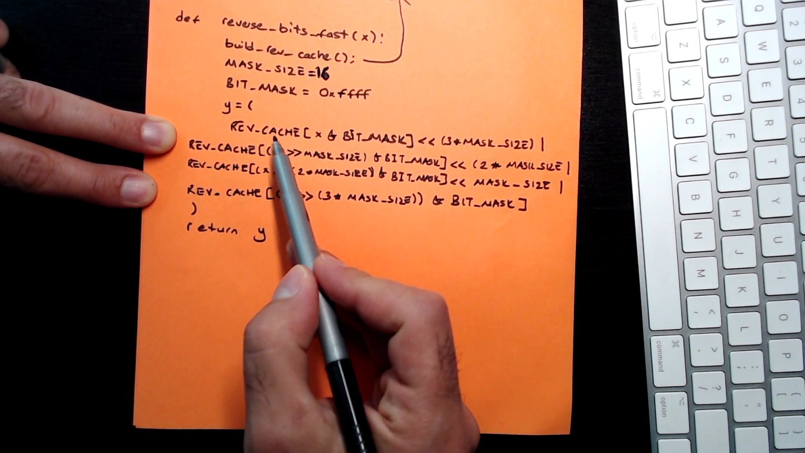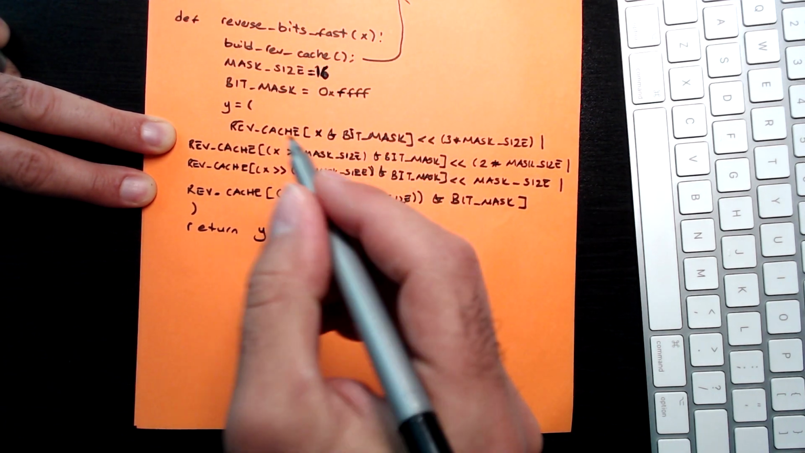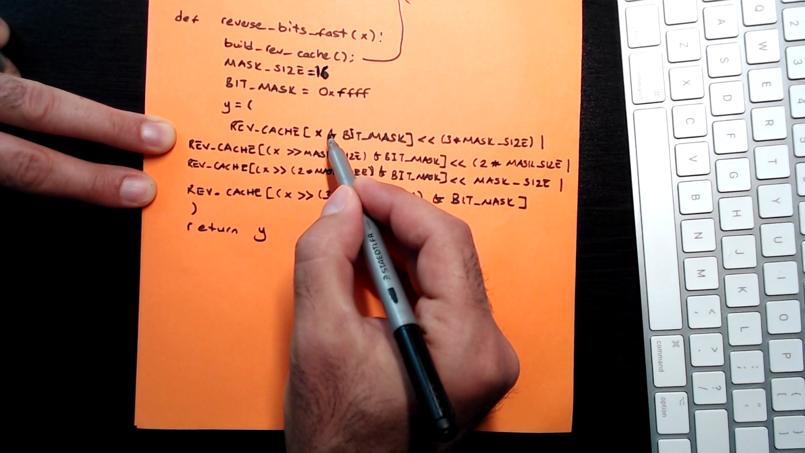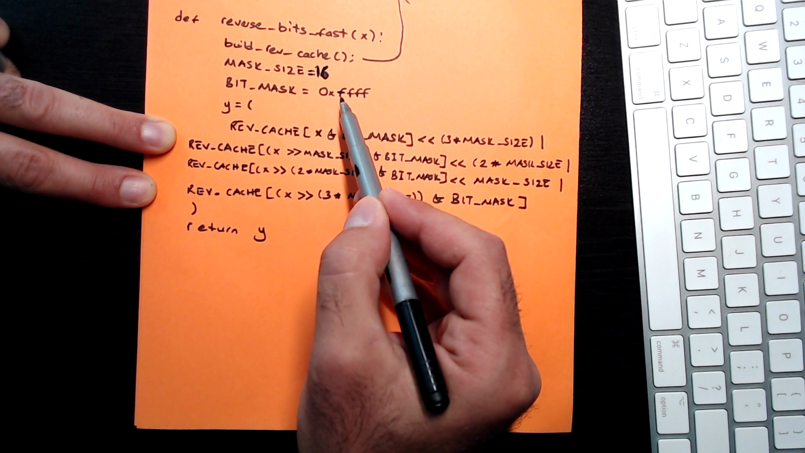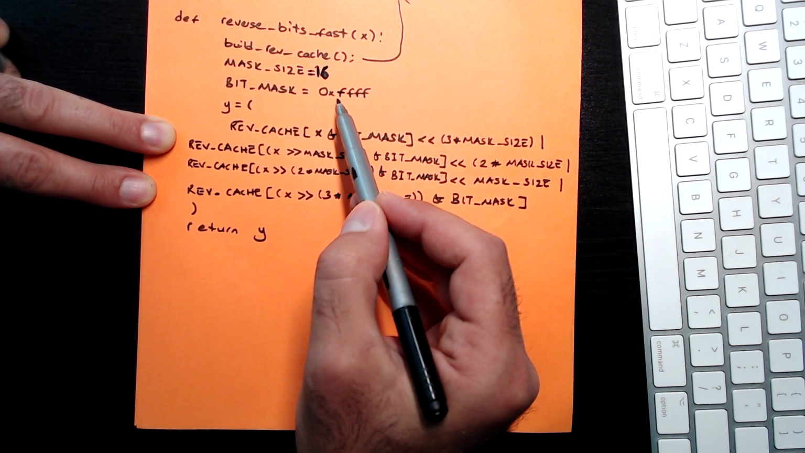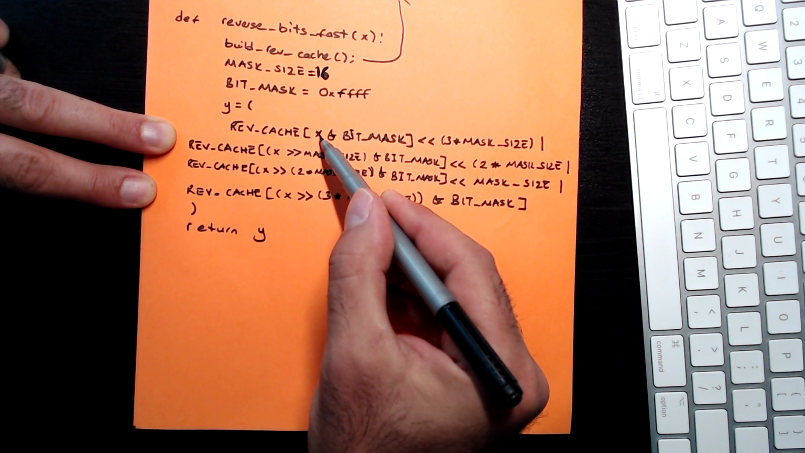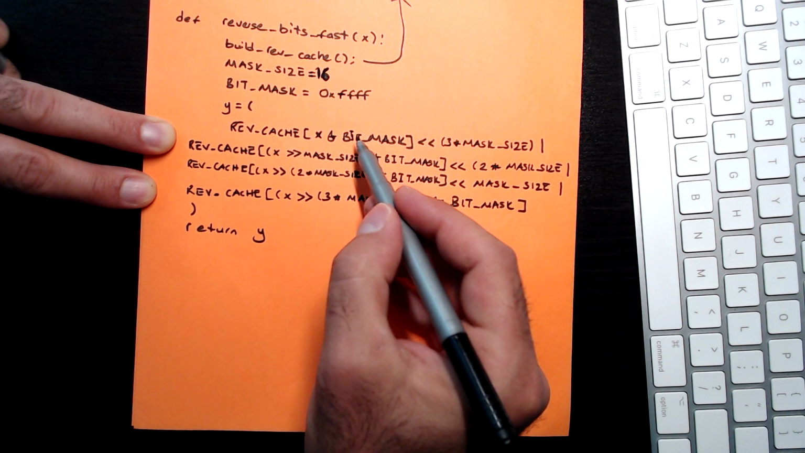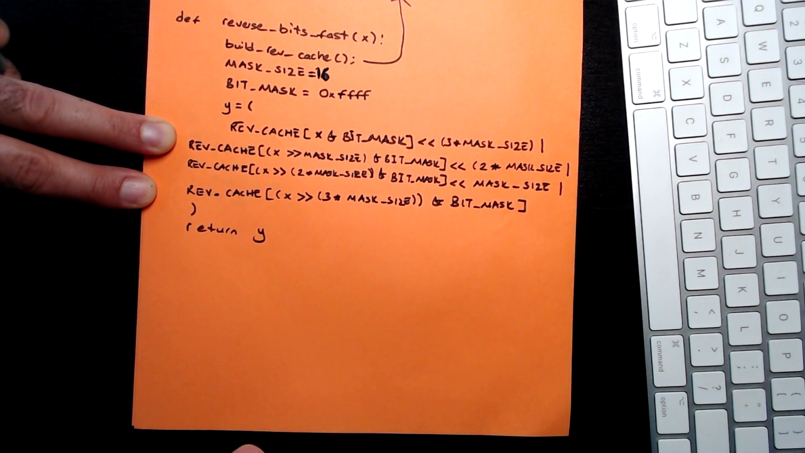So in our reverse cache, we take our input, which is x. Let's walk through the first one. We are going to AND it with the bit mask. Our bit mask is 16 ones. This is FFFF, basically 16 bits, all ones. When we do that, we are extracting the first 16 bits of x, the input, right? When you AND with a bit mask, you're basically extracting those 16 bits.